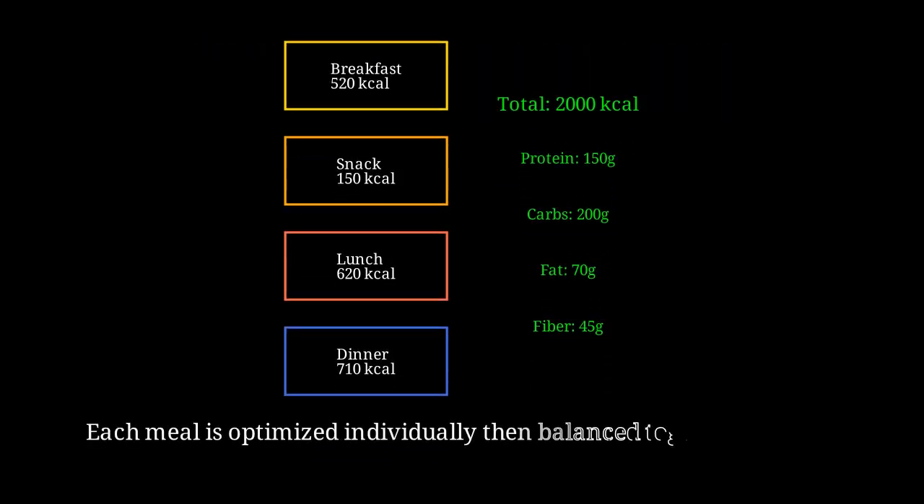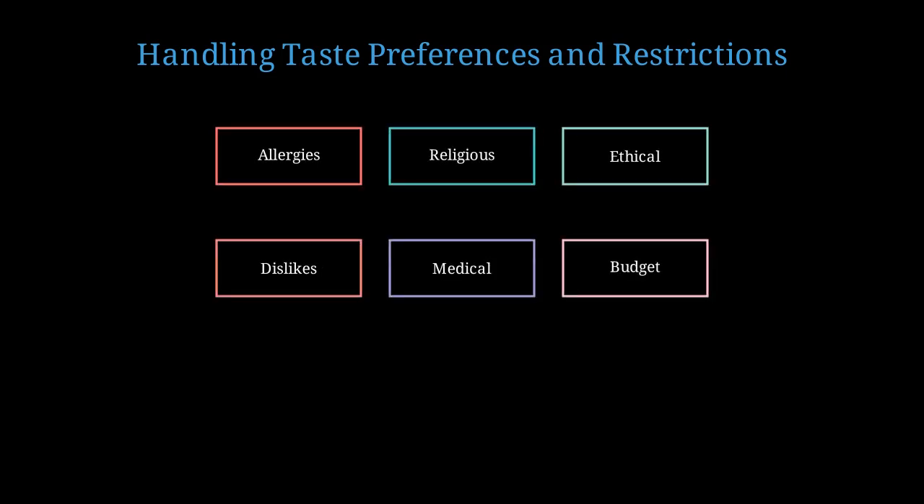The AI optimizes each meal individually for taste and satisfaction, then balances them together to hit overall daily targets. This is computationally intensive but produces superior results. One of the most powerful features of AI optimization is handling individual preferences and dietary restrictions. The AI can handle allergies, religious restrictions, ethical choices like veganism, personal dislikes, medical conditions like diabetes, and even budget constraints. Each constraint is encoded as a mathematical restriction in the optimization problem.